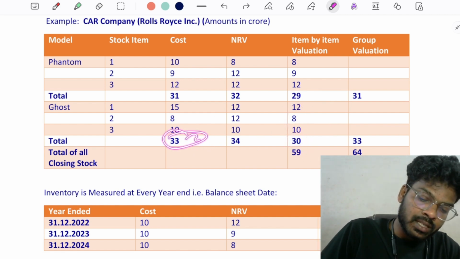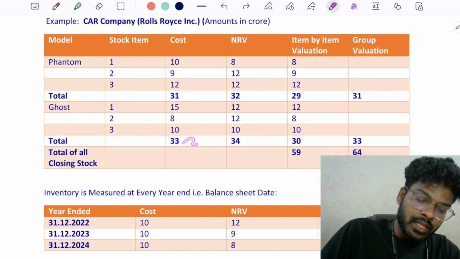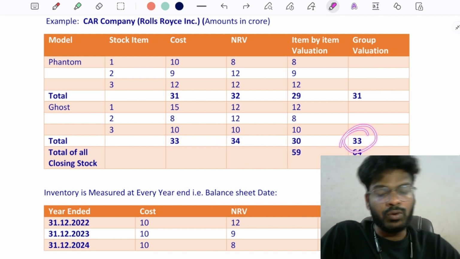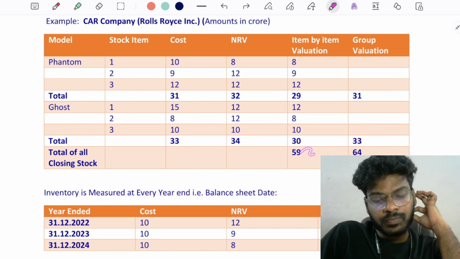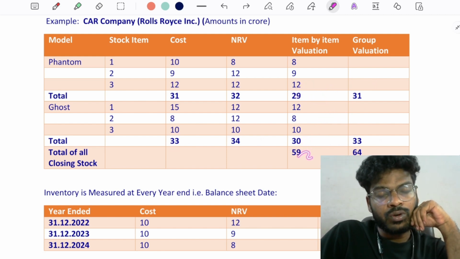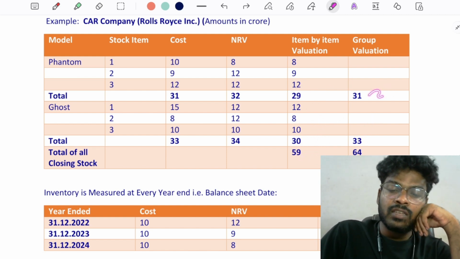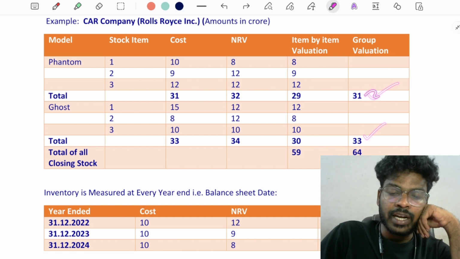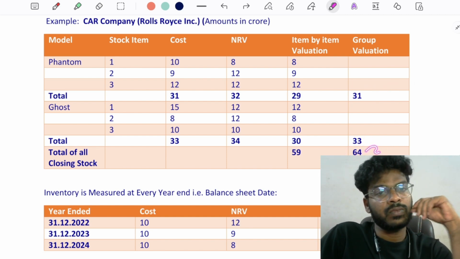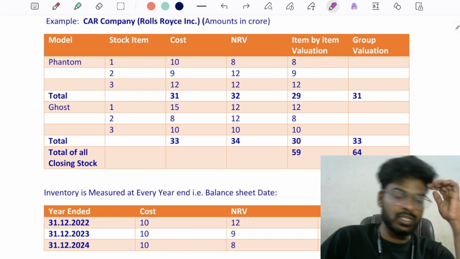In case of group basis, we need to compare cost and NRV. Here the cost is 33 crore and NRV is 34 crore. We need to take 33 crore. The total of 29 crore and 30 crore gives 59 crore in case of item by item basis. In case of group basis, we have 31 crore and 33 crore, total 64 crore. The inventory should be shown at 64 crore in case of group valuation.